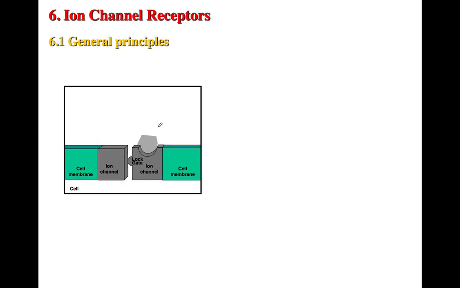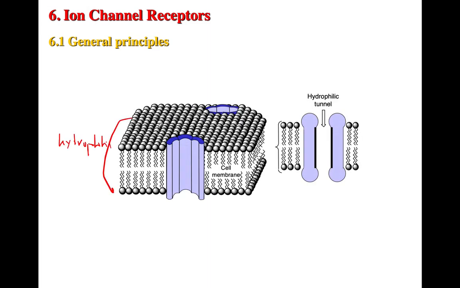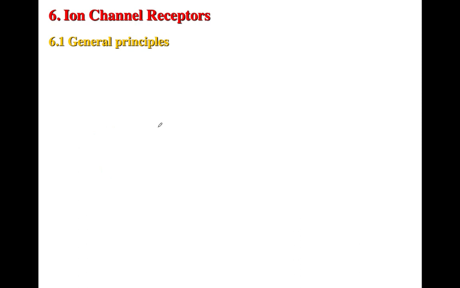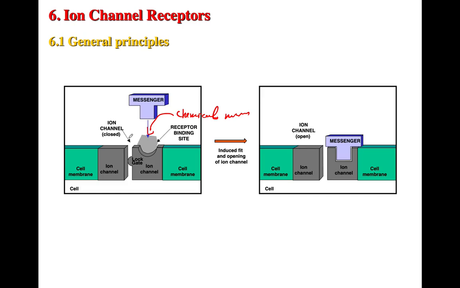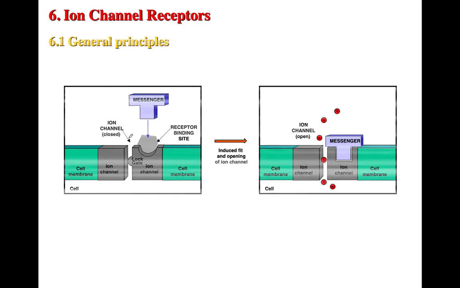Now, looking at the tunnel this way is a bit misleading. It looks as if the tunnel is open all the time. The reality is there is a gate. It's a gated type of channel. And the ion channel is usually closed unless you have a chemical messenger that binds to the receptor and then causes the gate to be open. So the chemical messenger comes closer, it binds to the receptor and causes an induced fit, which leads to the opening of the channel.